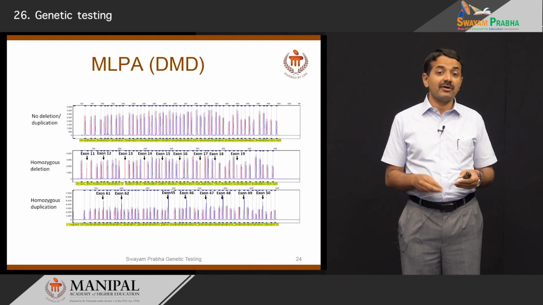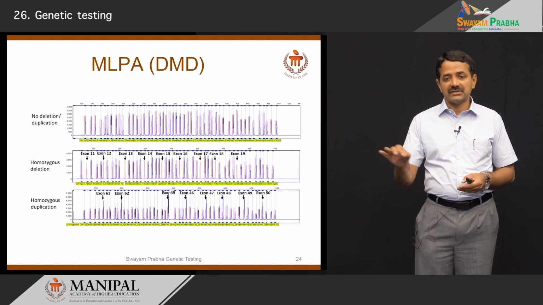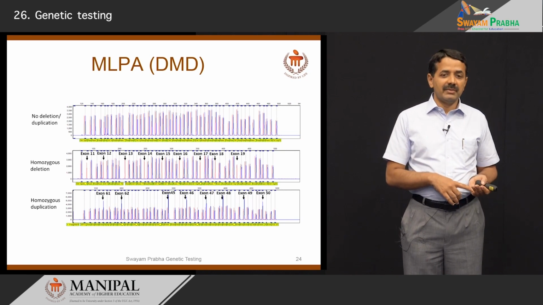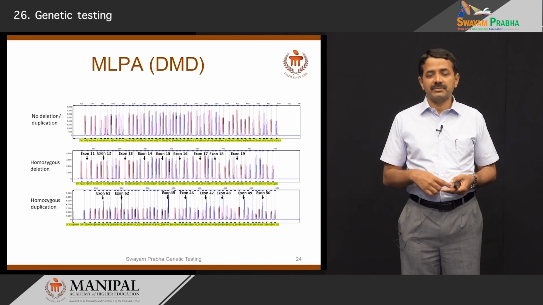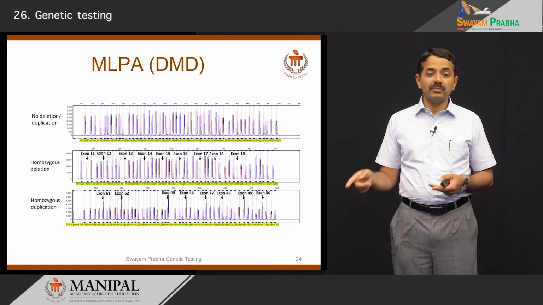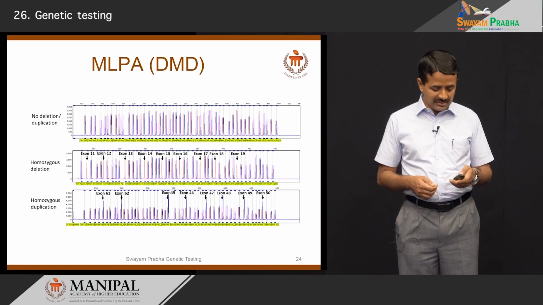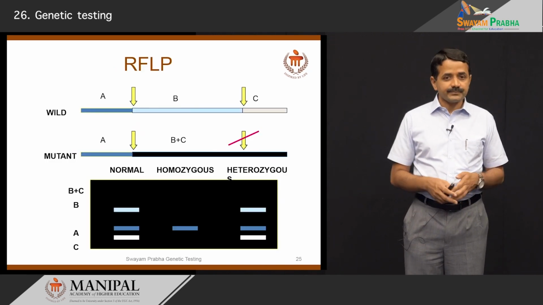Duchenne muscular dystrophy can also be caused by point mutations, which are not detected either by multiplex PCR or by multiplex ligation dependent probe amplification. It requires sequencing of the entire DMD gene.